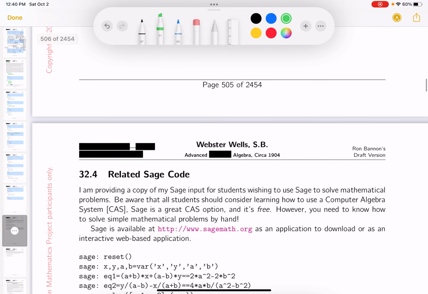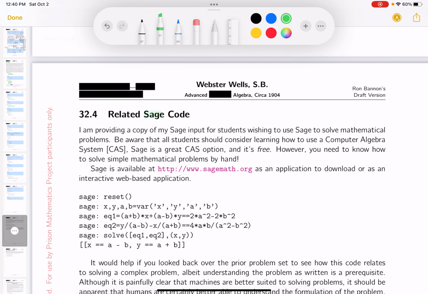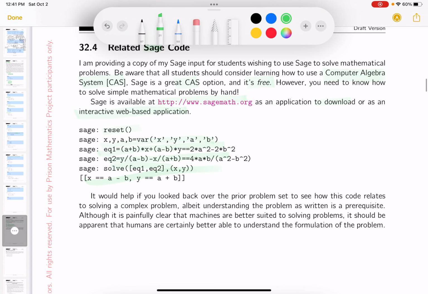And then what do you get to? You get to this related SAGE stuff over here. What is SAGE? A computer algebra system, abbreviated CAS, C-A-S. We actually say CAS. SAGE is free. It's on the internet. You can download it or use the interactive web-based application. And what do we suggest to do? Type in some code, see what happens. See how good SAGE is at doing certain types of problems.